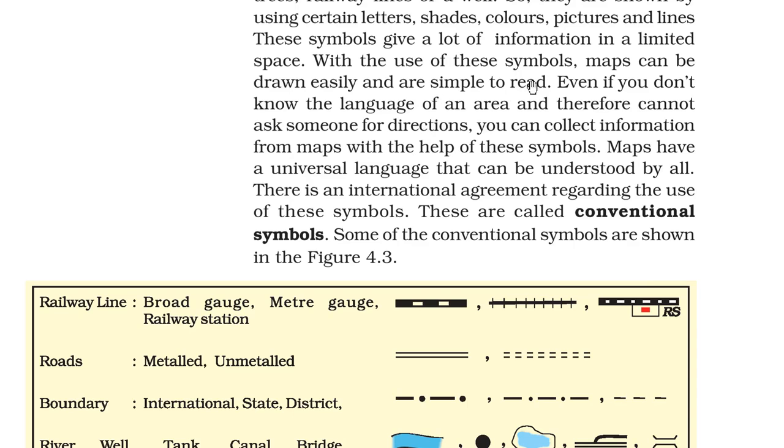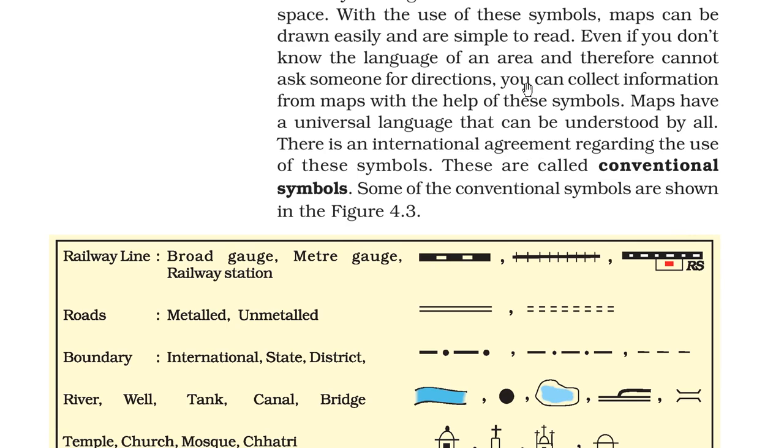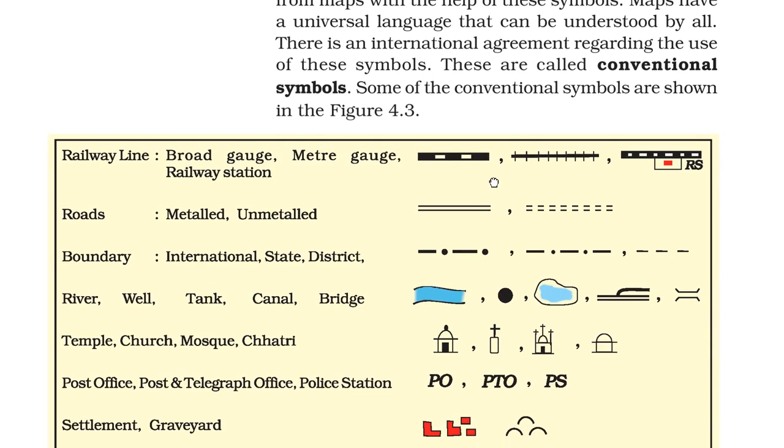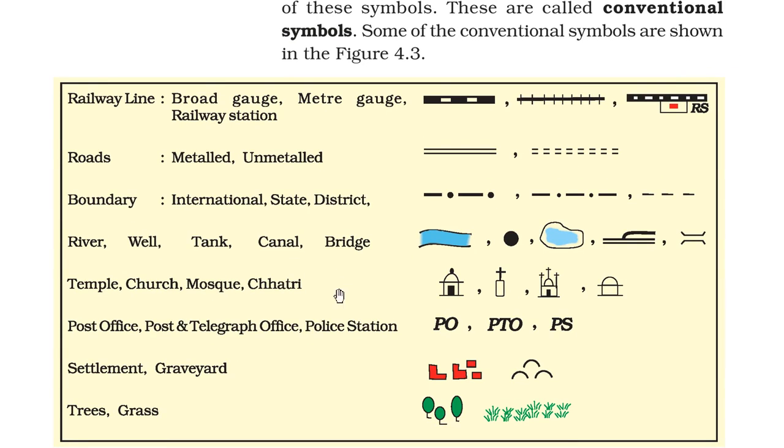So with the use of these symbols, maps can be drawn easily and they are simple to read. Even if you don't know the language of an area and therefore cannot ask someone for directions, you can collect information from the map with the help of these symbols, because symbols are known to every one of us. So maps have a universal language that can be understood by each and everyone. There is an international agreement regarding the use of these symbols, and these are called conventional symbols or traditional symbols. Some of these conventional symbols are shown like this.